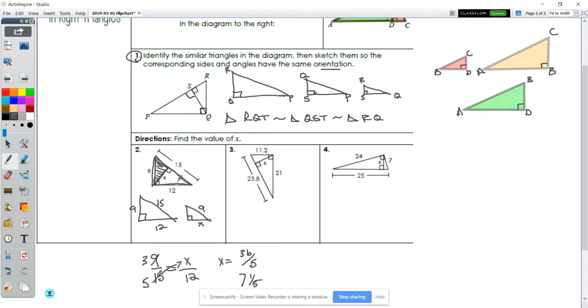Okay. So that's kind of the idea of what you're going to do. You're going to find the similar triangles, set them up so that you can find the ratio, and then solve from there.